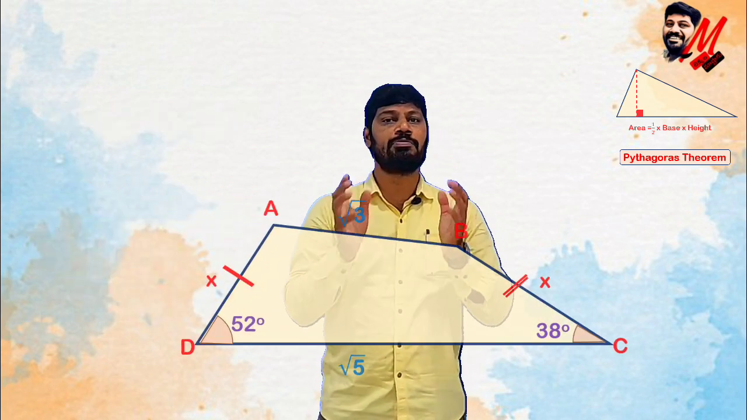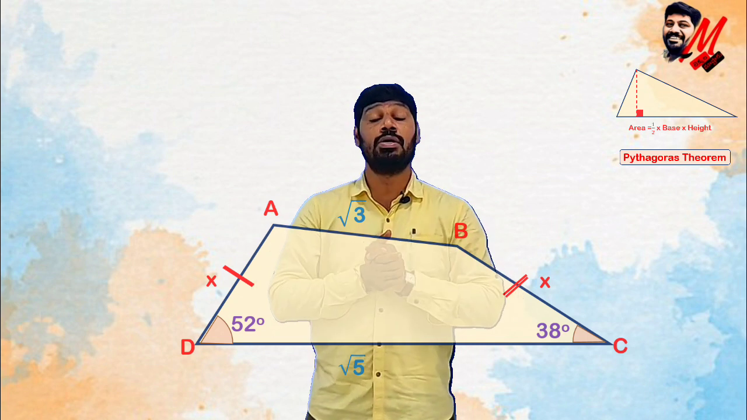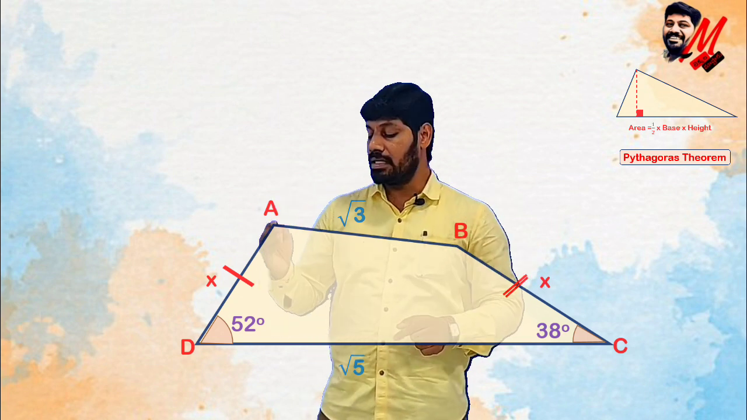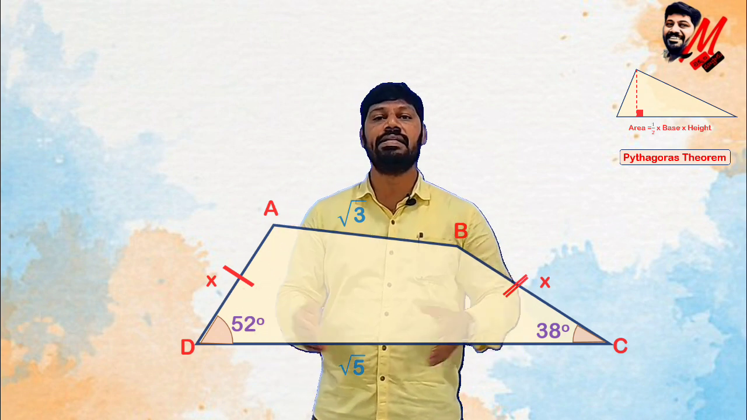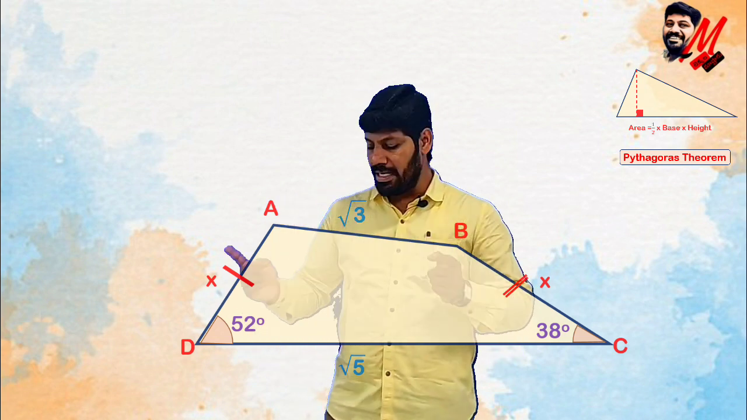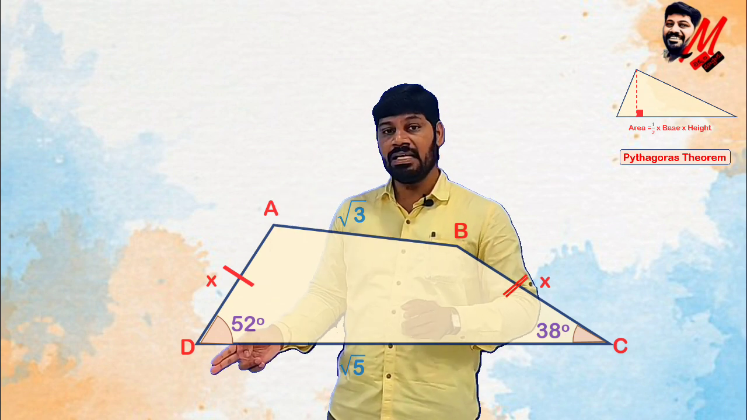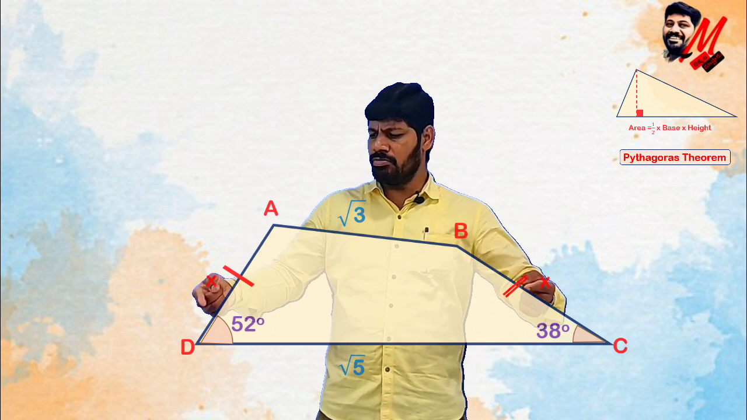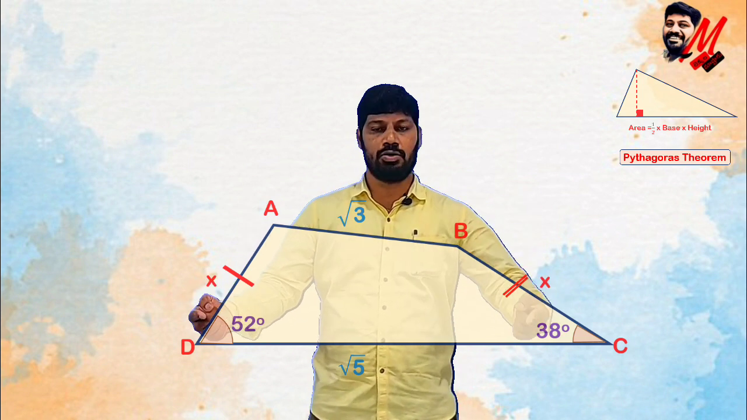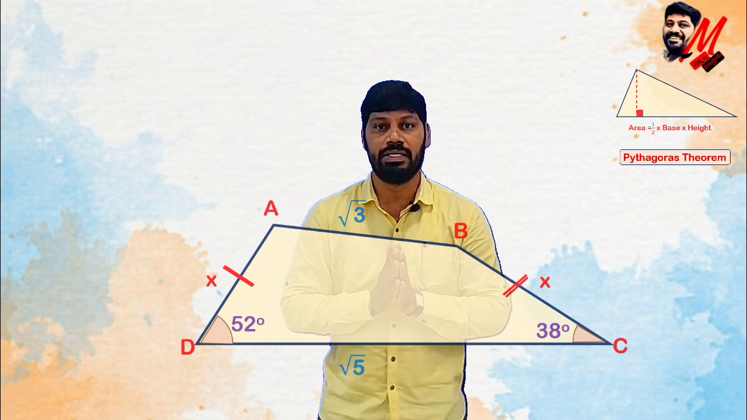Now first let me explain the question. ABCD is a quadrilateral given to us. In this quadrilateral, angle D is 52 degrees and angle C is 38 degrees. AB length is root 3 and CD length is root 5. And one more piece of information given in the question: AD length is equal to BC length. So let us assume this as x, and this also will be x. Now they are asking us to calculate the area of this quadrilateral.